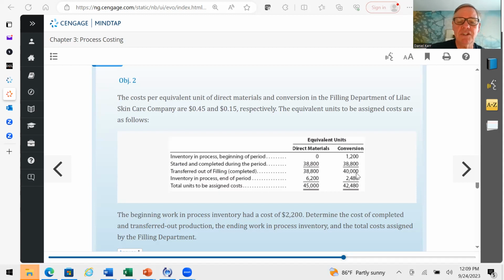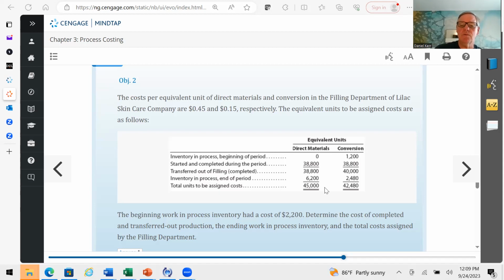But we also have to consider the ending work in process. So the conversion costs will always be less for work in process since the units are not fully complete. The conversion cost this period for the ending work in process will always be less than what the direct materials were, because the direct materials were added at the beginning of the process.